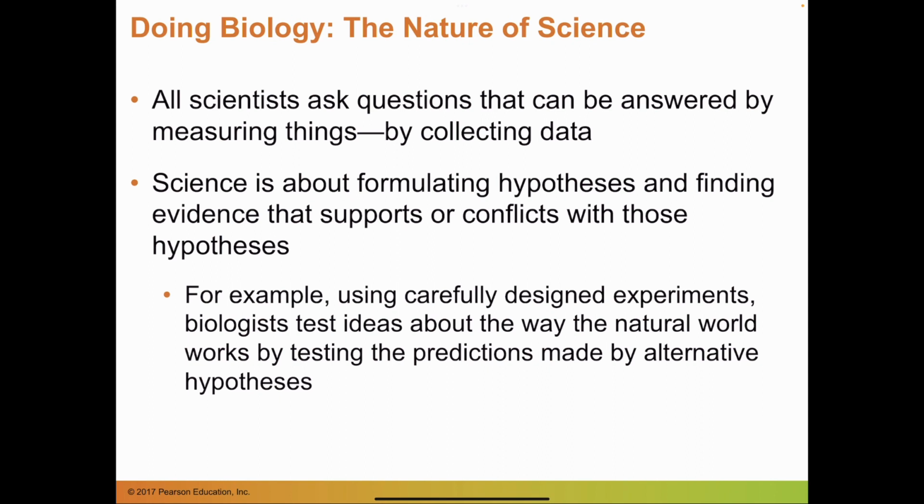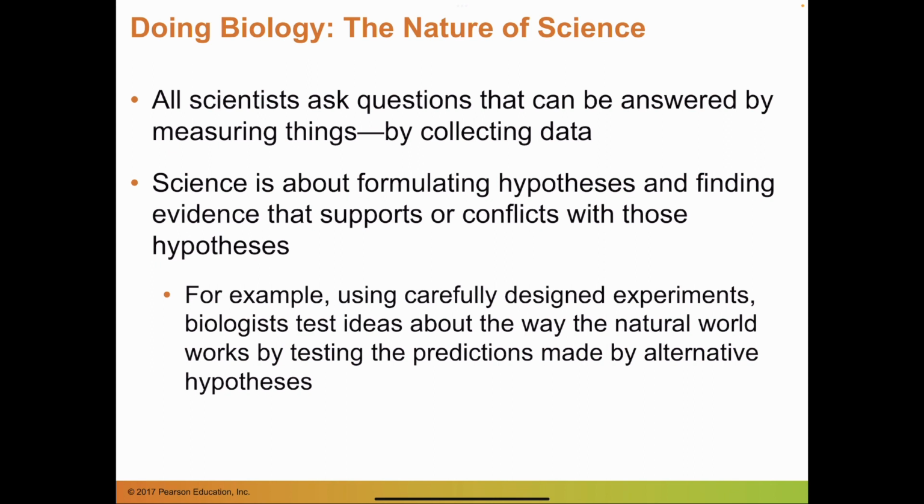Okay, so we're going to wrap up this chapter with the idea of doing science, okay, and what it entails. So we also could call this the scientific method, which I'm sure you guys are familiar with. So we know that scientists ask questions, and they want to answer those questions by collecting data. And so science is about formulating a hypothesis or a guess, and then finding evidence that supports or conflicts with that hypothesis. So for example, you can use designed experiments, like some of the ones we mentioned in this chapter today.